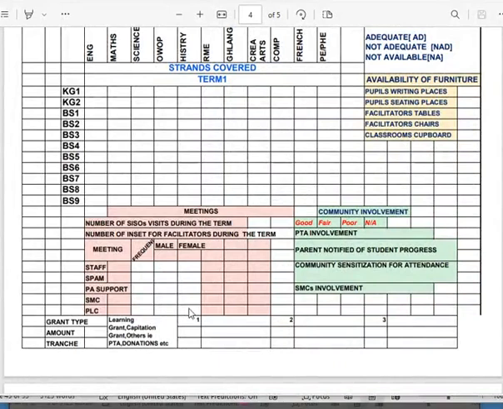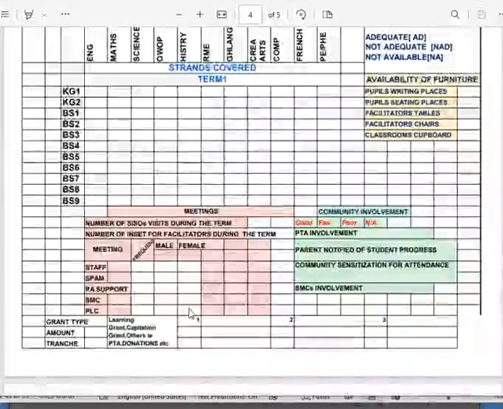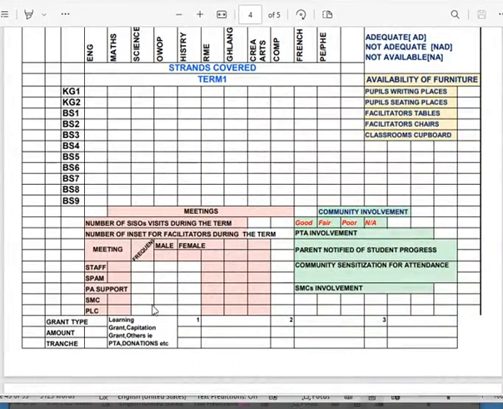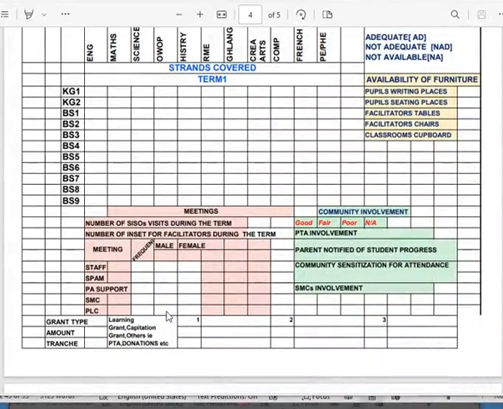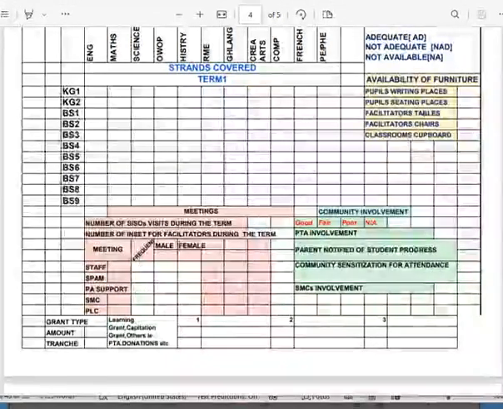Then the same also applies to the females, the number of females who participated in the professional learning community meetings. Now that one is different from the number of INSETs attended during the term, because PLCs mostly could be school based or cluster based, but it's not open to district-wide or nation-wide in-service training. So if you want to find out the number of INSETs that facilitators took part in, remember that the PLC is a typical type of in-service training.